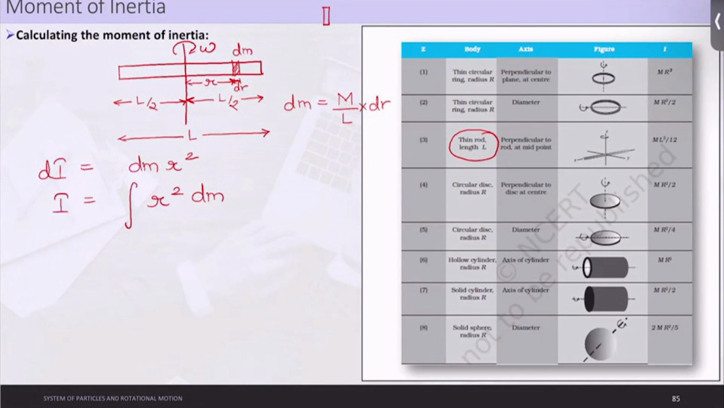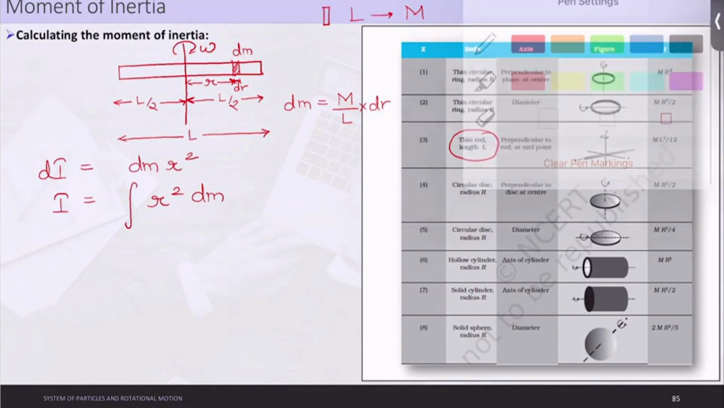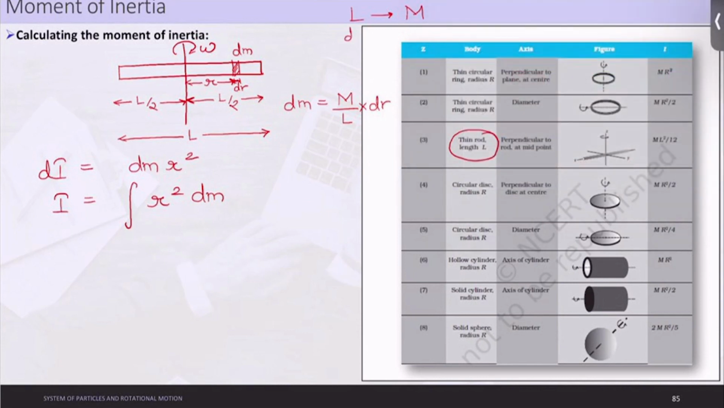In another unitary form, we can write it like this. I had some length L having some mass M, correct? If a length L has mass M, then what will be the mass which dr will have? Dr will have a mass equal to M by L into dr, which is nothing but dm. I hope you understood how we calculate the value of dm.